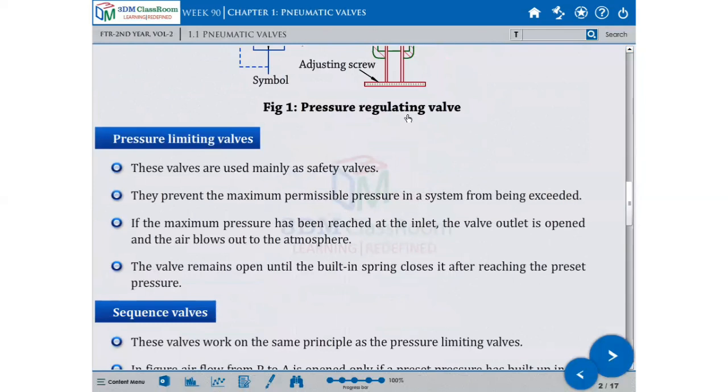See, these valves are used mainly as safety valves. They prevent the maximum possible pressure in the system from being exceeded. If the maximum pressure has been reached at the inlet, the valve outlet is opened and air blows out to the atmosphere. The valve remains open until the spring closes it after it reaches the set pressure. So ultimately, air pressure limiting valves.